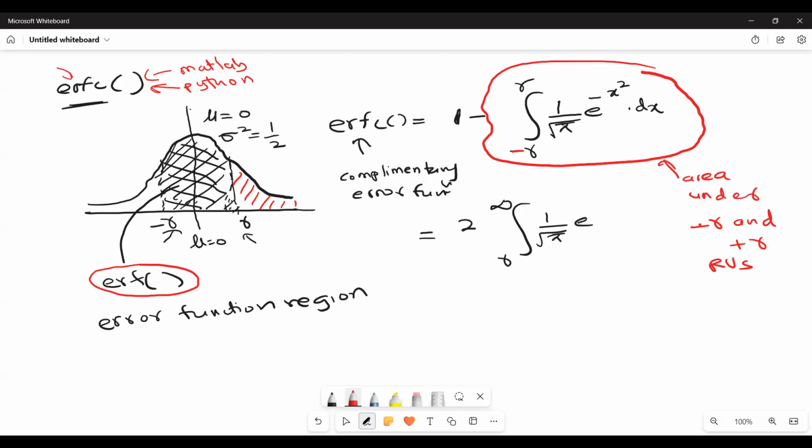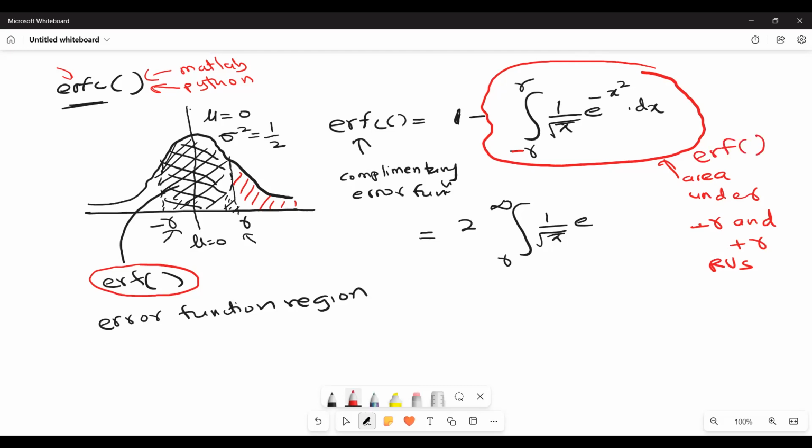In many places this is used, ERFC. So we directly use this function as a function in Matlab or Python tools. Then we can find the value of this ERFC very easily. That is why we are using this, and we are trying to study this. So basically, this is the integration that defines that function. So this is the ERF function.